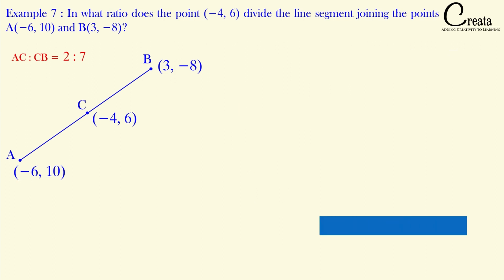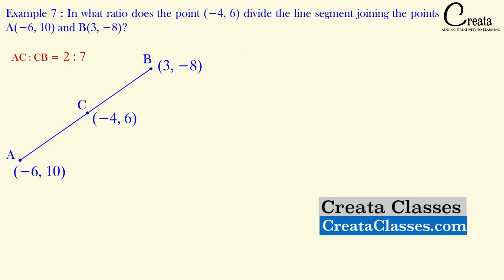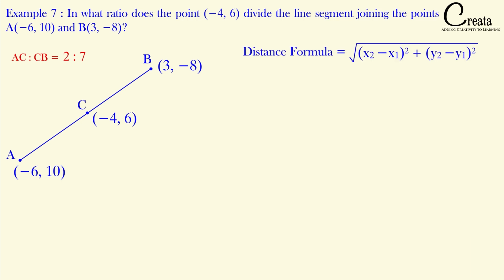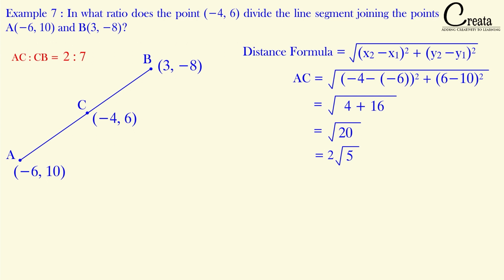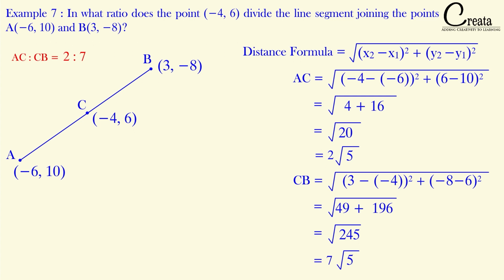The third approach does not involve the section formula. That involves the distance formula. We know the coordinates of points A, C and B. And once we know the coordinates, we can use the distance formula to find the distance between those coordinates. So we can find the distance AC using the distance formula, and we can also find the distance CB using the distance formula. We got AC and CB and we have to find the ratio of AC is to CB. So we can divide AC upon CB. We got the ratio as 2 is to 7. That is the same answer.